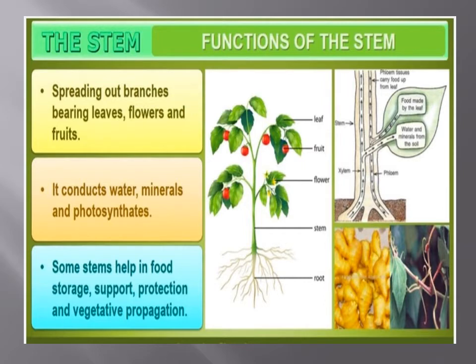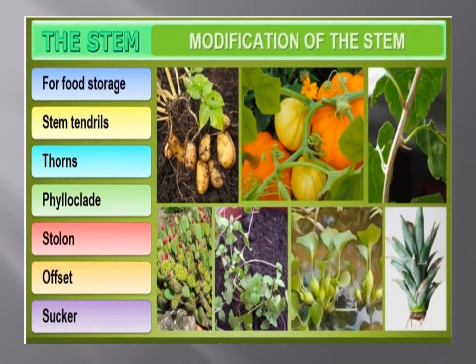It conducts water, minerals, and photosynthetic food prepared by the leaves through photosynthesis. Some stems perform the function of storage of food, support, protection and of vegetative propagation. Modification of the stem. It can be done by the following methods: for food storage, stem tendrils, thorns, phylloclade, stolon, offset, and suckers.